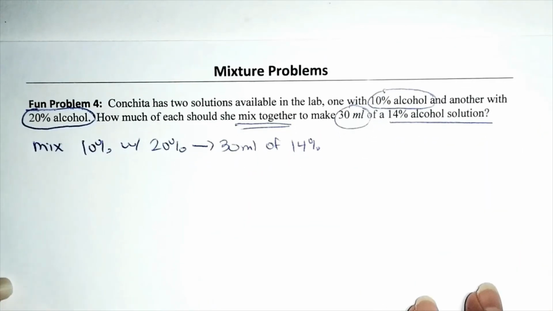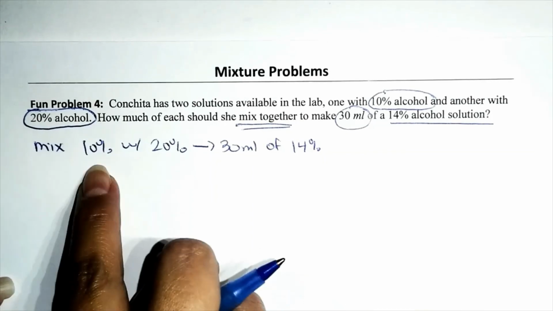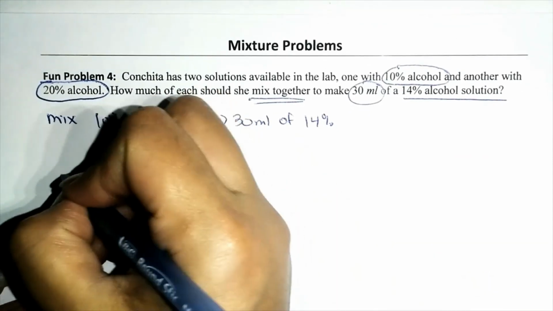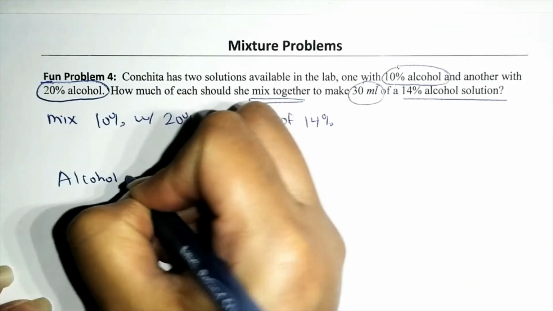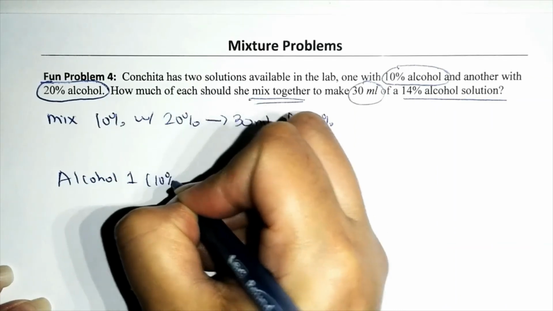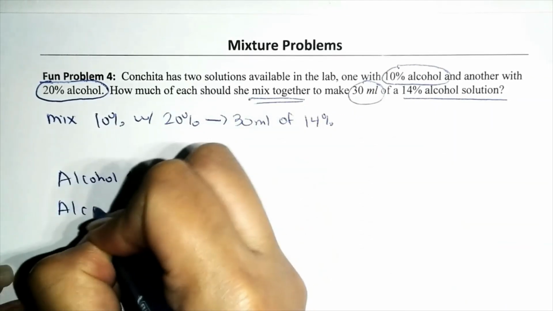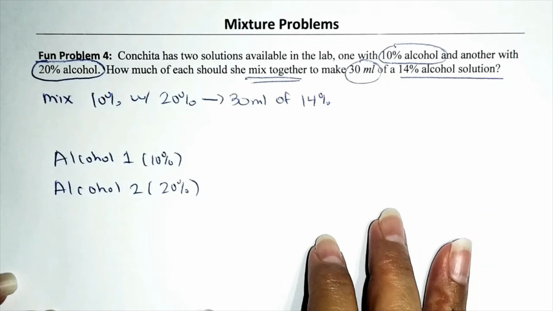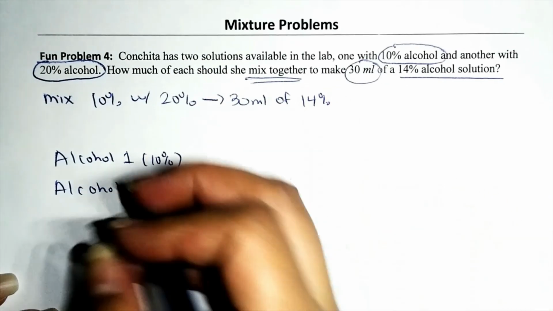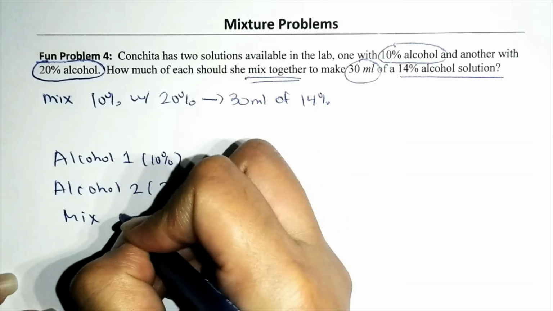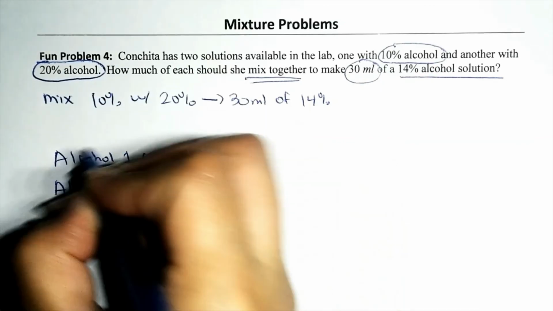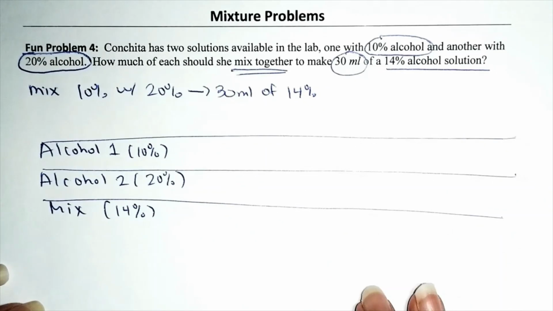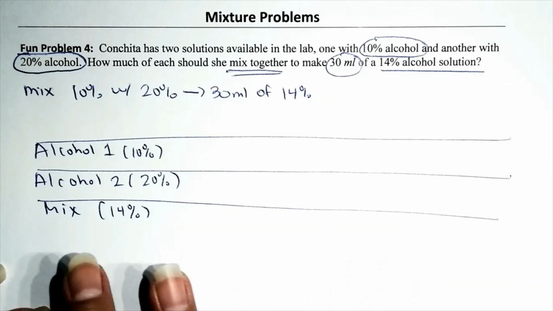Okay, so we have some alcohols. Alcohol 1 plus alcohol 2 equals mix. Let's go ahead and do some rows. We have alcohol 1, that will be our 10%, and then alcohol 2, 20%. Then we have alcohol 3, but we're gonna call it our mix. Mix is 14%. And for our column headers, they're always gonna be the same. The units may change, the wording may change, but the train of thought is the same.